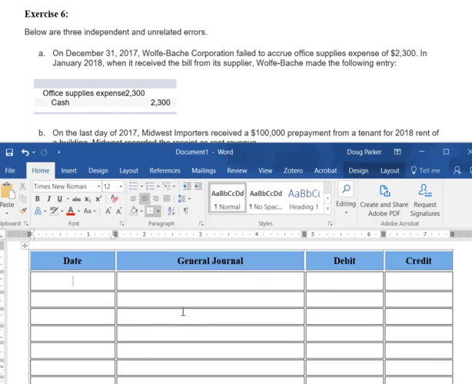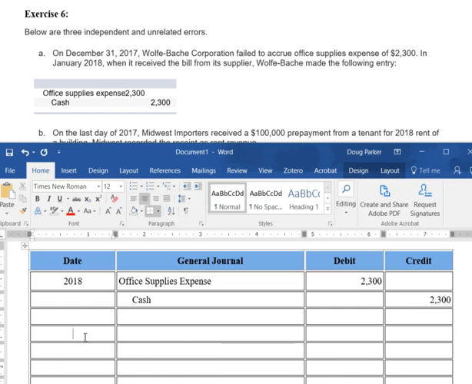So let's pull up a little journal page so that we can work through this. Here's what the company did in 2018. They hit office supplies expense for 2,300 and they hit cash for 2,300. Is this an issue? Well, absolutely. Remember, expense recognition states we must recognize expenses in the time period they generated revenues. These supplies were consumed in 2017. Therefore, the expense should have been recorded last year.